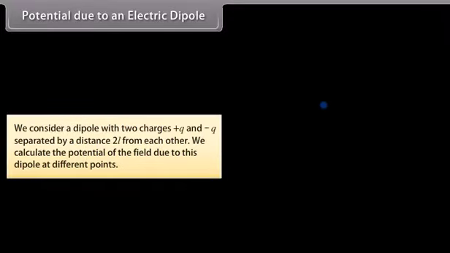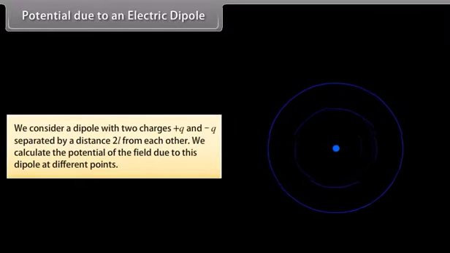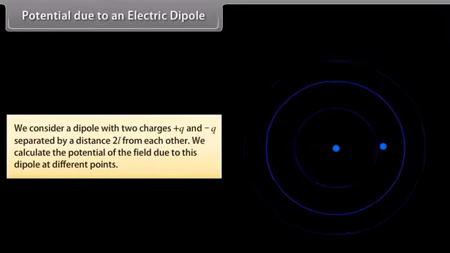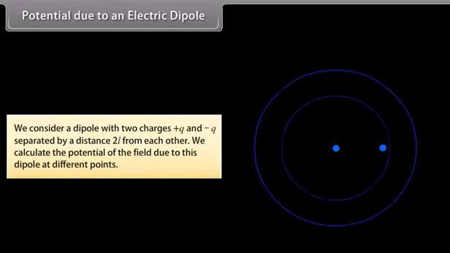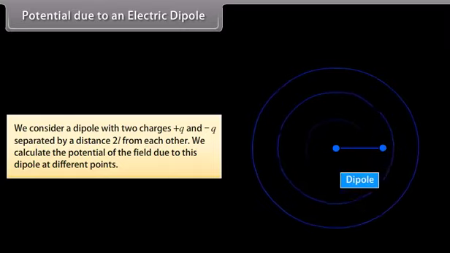Potential due to an electric dipole. We consider a dipole with 2 charges, +q and minus q separated by a distance 2l from each other. We calculate the potential of the field due to this dipole at different points. Potential at an end-on point.